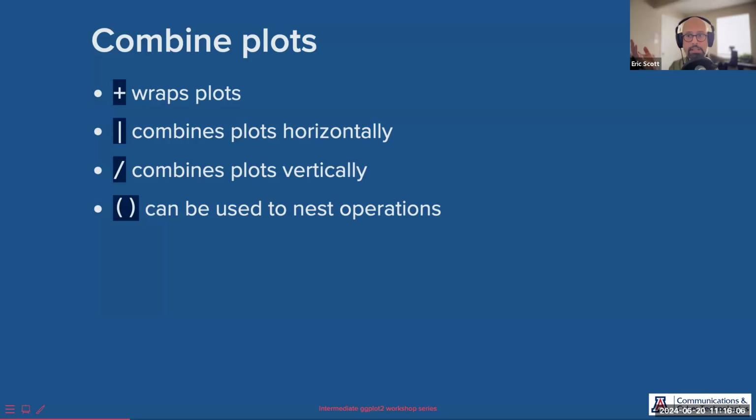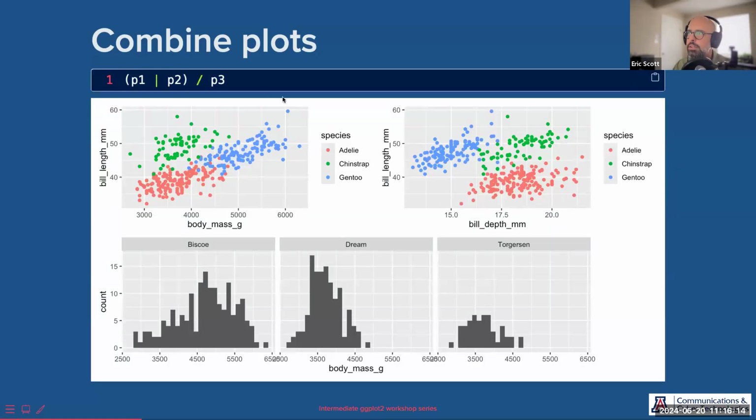And then we've got parentheses that we can use to nest operations. So it's kind of like we're doing math with these plots, right? To add them together, combine them. So here's an example. We've taken p1 and p2 and said, put those side by side with this vertical pipe. And then both of those things, because of the parentheses, together, put that on top of p3. So very intuitively, we've arranged these plots into these three panels.